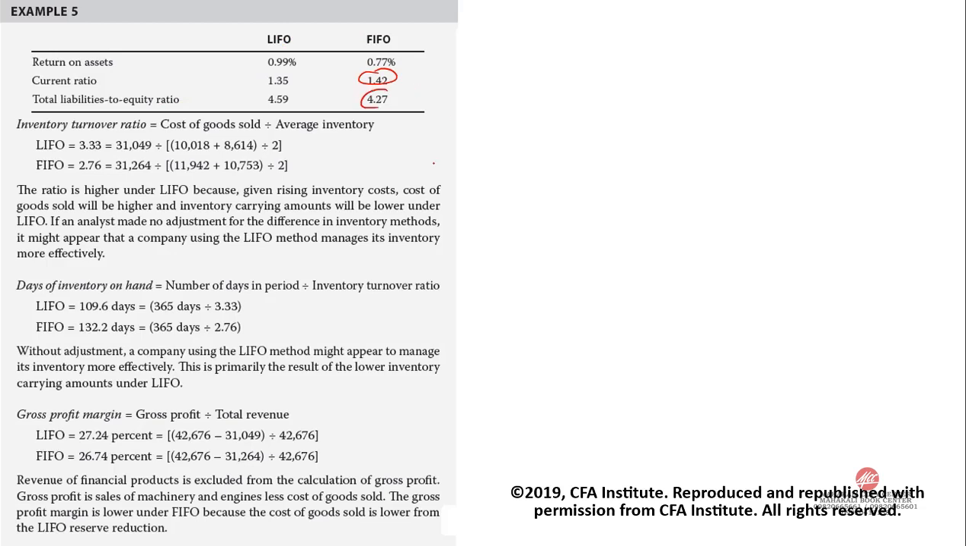Now let's look at these ratios. The first ratio is cost of goods sold divided by average inventory. Now over here, what is happening? In FIFO, inventory is higher because of the LIFO reserve, and also cost of goods sold is higher because the change in LIFO reserve was negative. So in LIFO, this is your cost of goods sold and these are your inventory. Now your cost of goods sold is going up and your inventory is also going up.